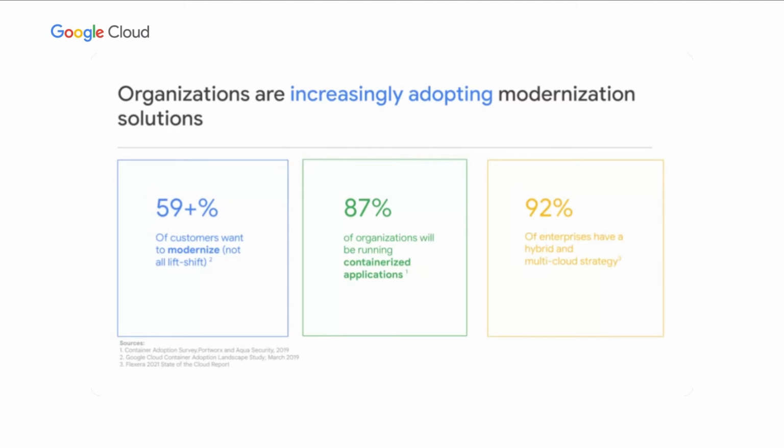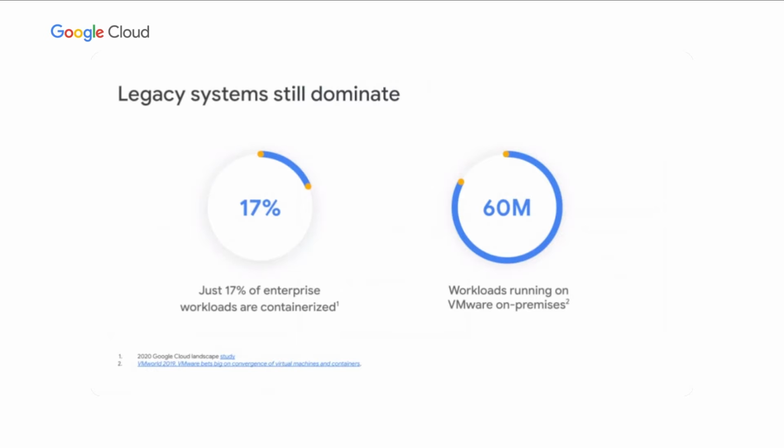Customers are increasingly looking to modernize, whether that modernization is in place, lift and shift, or via containerization. An overwhelming majority of enterprises have a hybrid and multi cloud strategy. Wanting to modernize with consistency across all environments isn't just a nicety, it's crucial. And yet, even with this increasing desire to modernize, only about 1/6 of enterprise workloads are containerized. That leaves many millions of non containerized VM based workloads still in the data center. How can we include these VMs in modernization efforts? We'll come back to that soon.